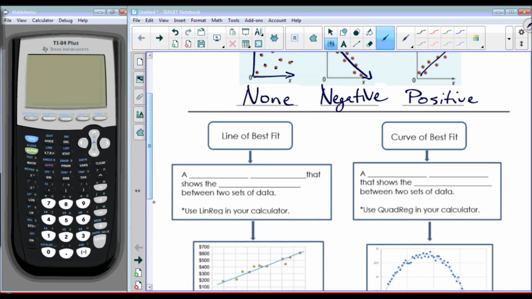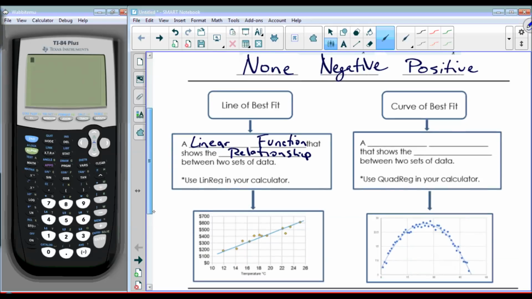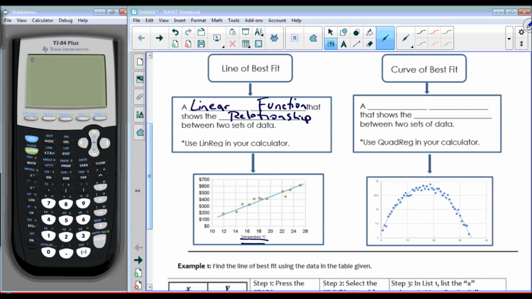So a line of best fit is a linear function, just like I said before. And it always shows the relationship between two sets of data. That's what we're seeing here. We have the temperature on the x-axis. We have the price or cost, I'm not even sure what that is, but the money value on the y. As the temperature goes up, so does the price. That has a positive correlation.